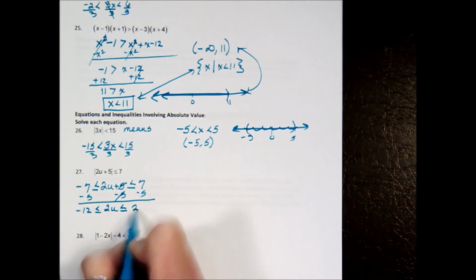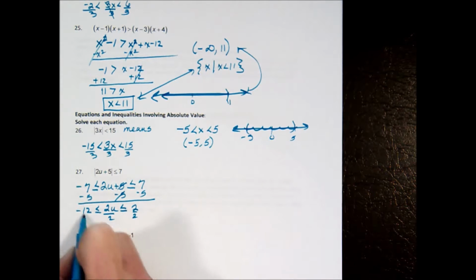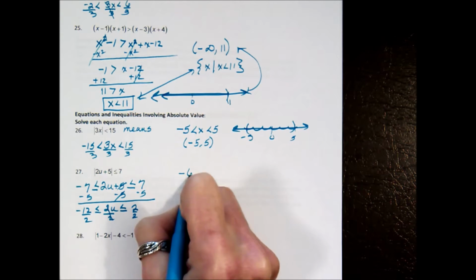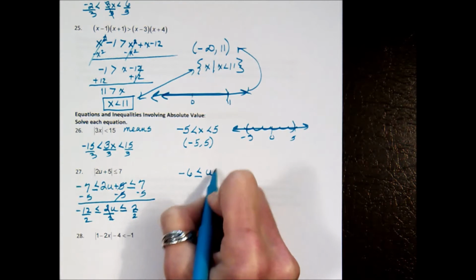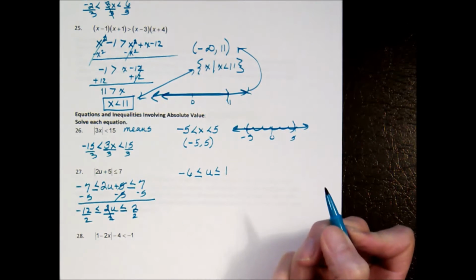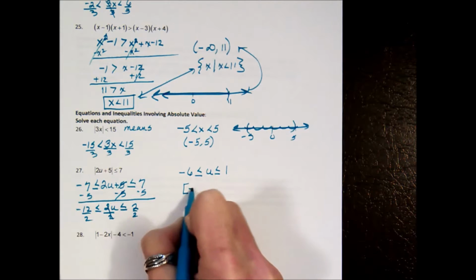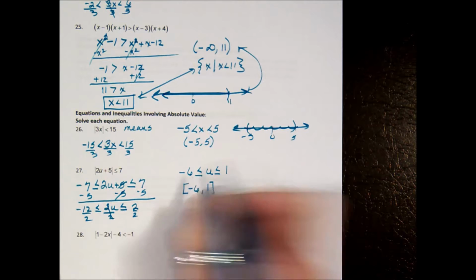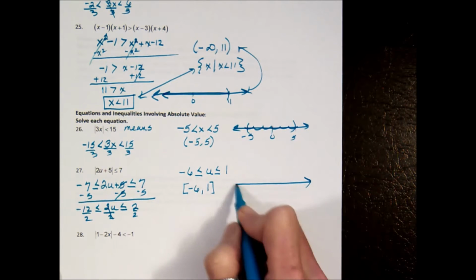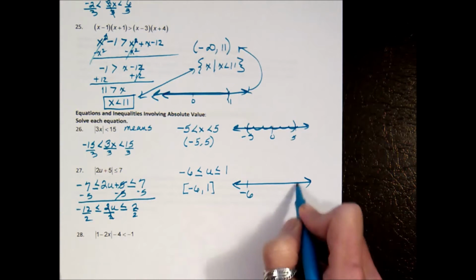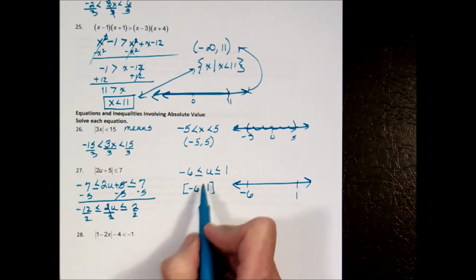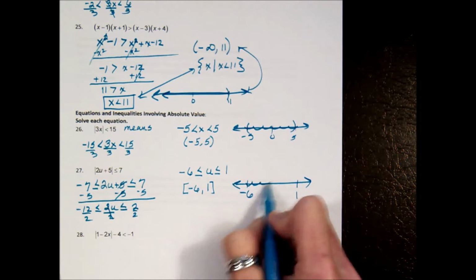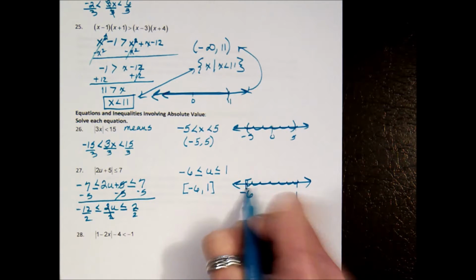I divide by 2, and I get negative 6 is less than or equal to u is less than or equal to 1, or negative 6 to 1. They are included because of the or equal. And remember, on the number line, just show the key numbers. Because it is a type 1, which is less than, it's everything in between, and they are included with brackets.